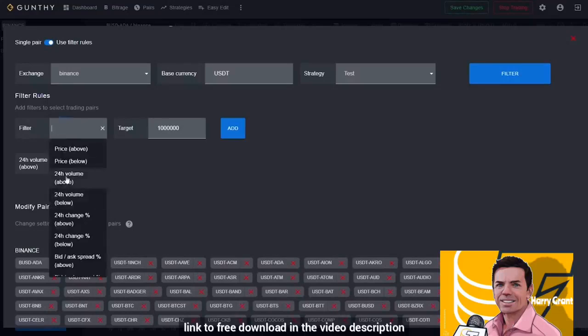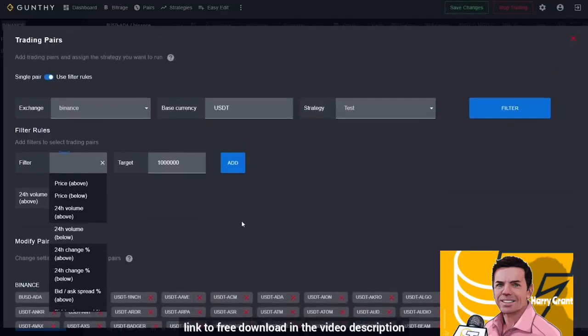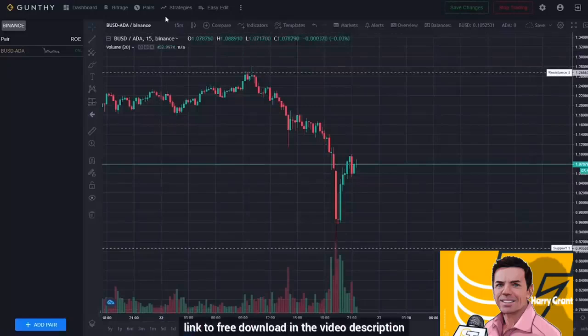However, you can also stack filters on top of each other if you want it to be, for example, above a specific volume, but also it has gone up, let's say 10% in the past day. You can do that as well. So that's a very cool feature, and that's just the basic features that you can use for trading pairs.